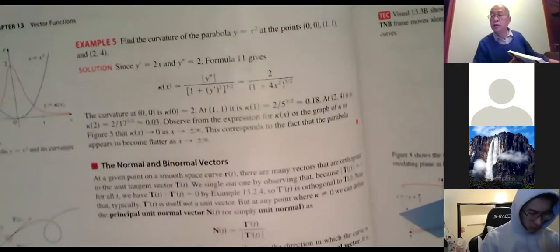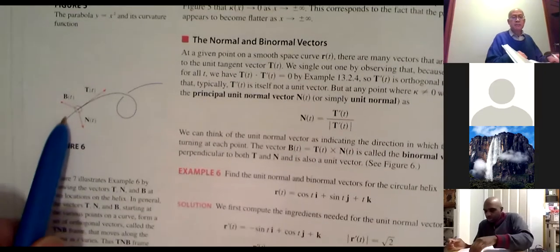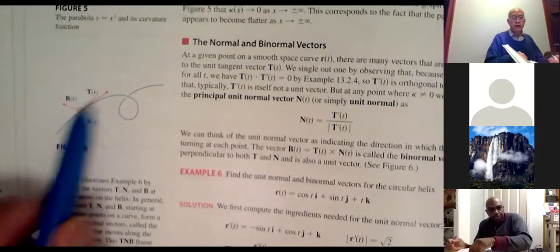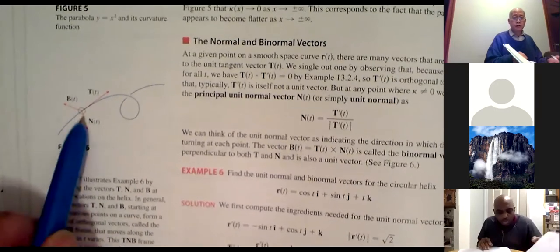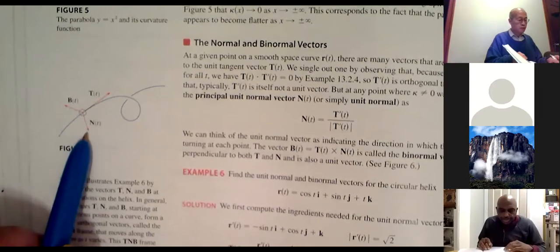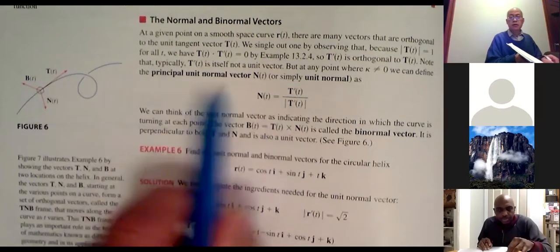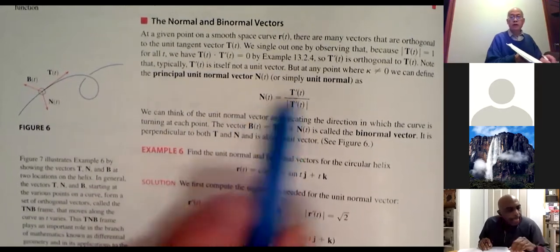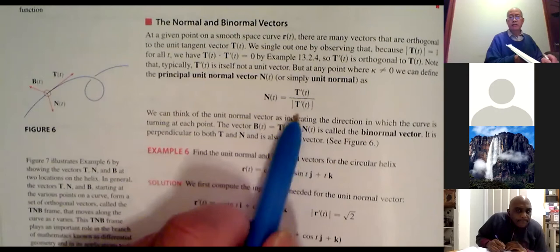A little more definition, and then we'll break. Okay, normal and binormal vectors. Okay, definition of normal vector. This is something called the TNB plane. We know the unit tangent vector. The normal vector is perpendicular to the tangent vector, sometimes called the principal unit normal. So N for unit normal is T prime divided by the magnitude of T prime. So take the derivative of the tangent vector and divide it by its magnitude.